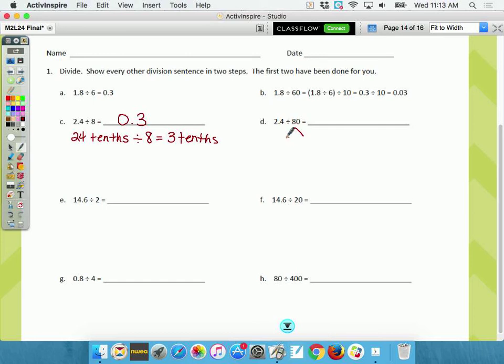So remember, I can think of 80 as 8 and 10, right? 8 times 10. So here's what I'm going to do. I'm going to take 24/10, which is 2.4, divided by 8, then divided by 10.